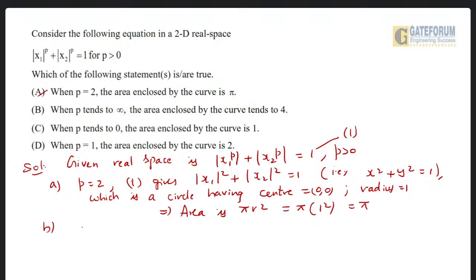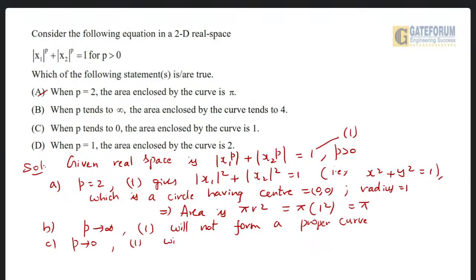When p tends to infinity, this does not represent a curve. It will not form a proper curve, x power infinity, y power infinity. Now see, p tends to 0. That is also not a curve. 1 plus 1 is not equal to 1. It will not form a proper curve.